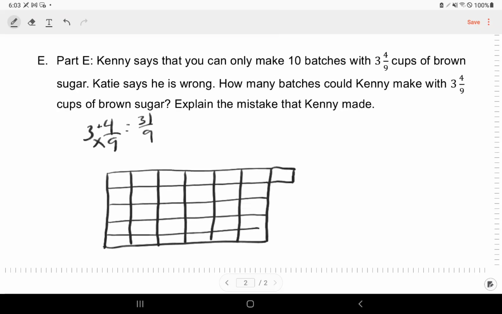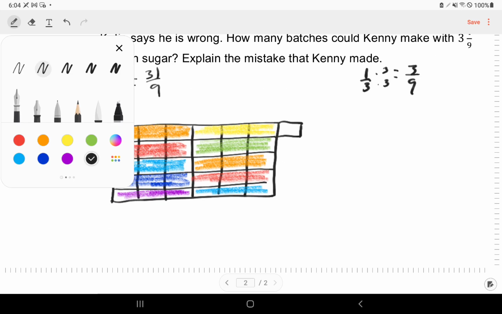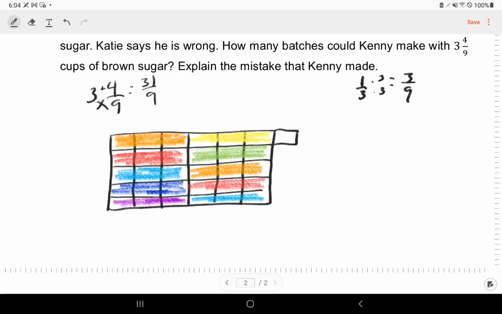Well, since I've got 1/3, times 3 times 3, that's 3/9. And so I'm going to fill them in at 3 groups of 3. So again, I'm going to pause for a moment while I do the coloring so you don't have to sit there and watch me color. Alright, so I got my coloring done. And so I've got 1, 2, 3, 4, 5, 6, 7, 8, 9, 10 batches.